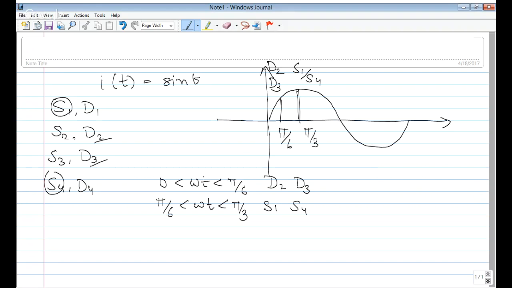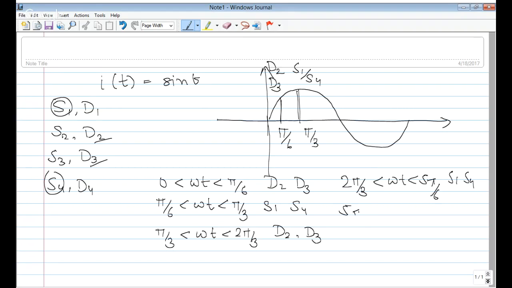Then from pi by 3 to 2 pi by 3, again, as you can see, there is no switch that is conducting. So for positive current flow, diodes will have to conduct. Then 2 pi by 3 to 5 pi by 6, again the switches come into conduction, so S1, S4. Then again 5 pi by 6 to pi, diodes will conduct because none of the switches is conducting and still the current is positive up to pi.